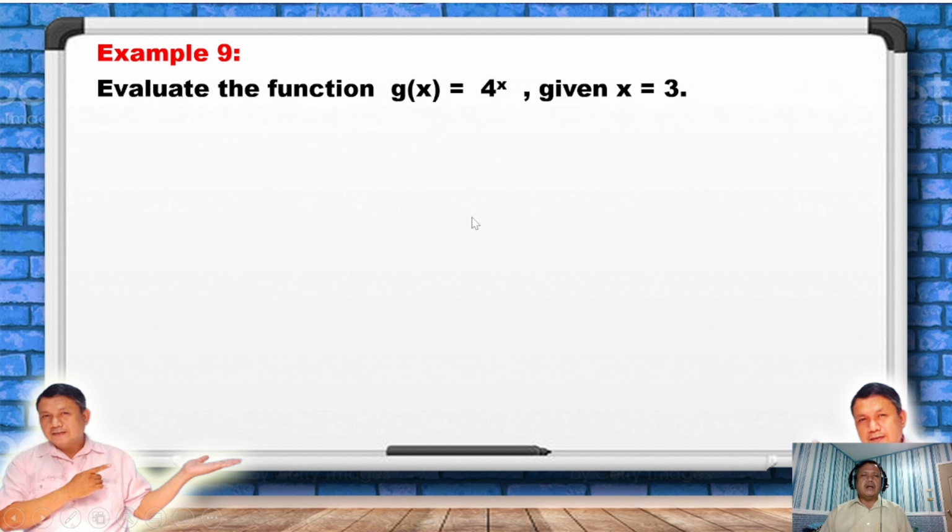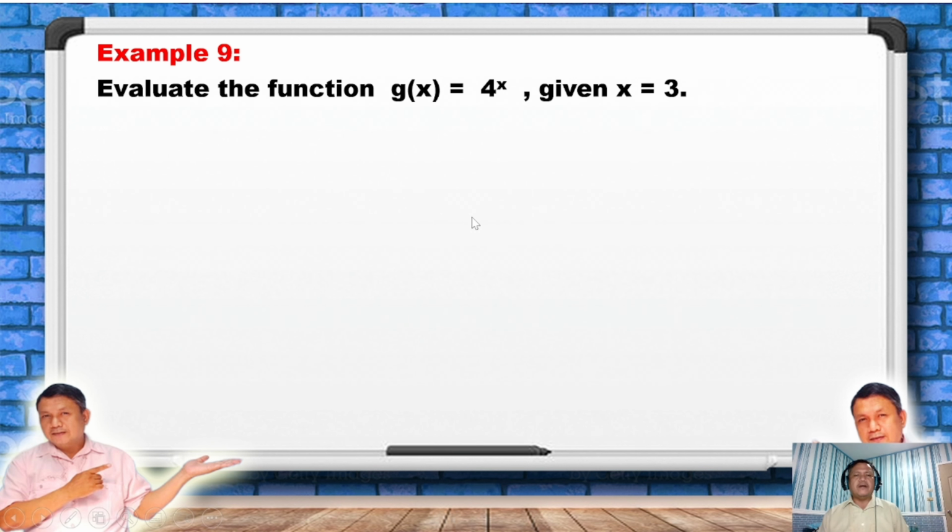Example number 9: evaluate the function g of x is equal to 4 raised to the x, given that x is equal to 3. My question is, what type of function is g of x is equal to 4 raised to the x power? Very good. This is an example of an exponential function.